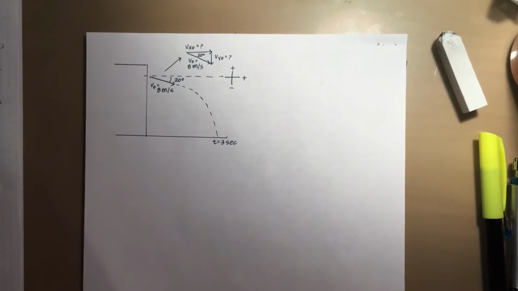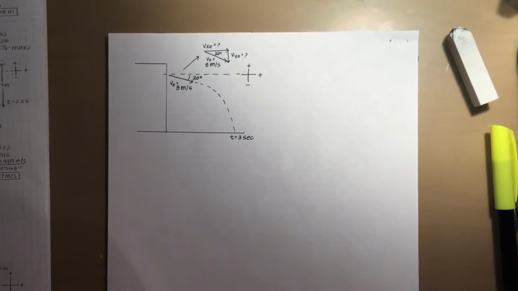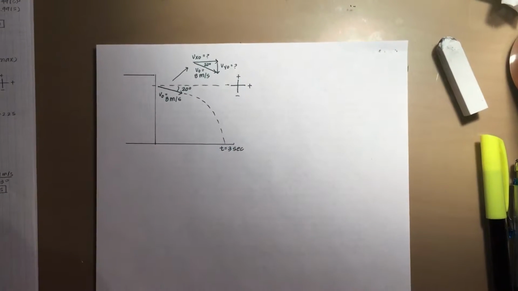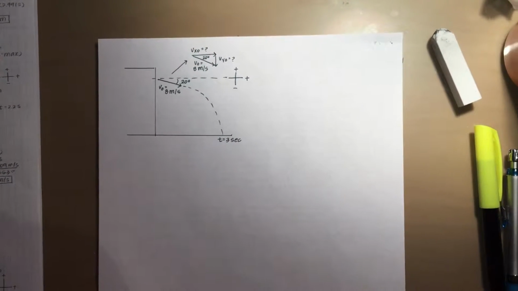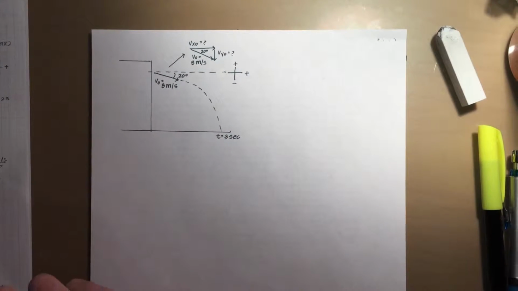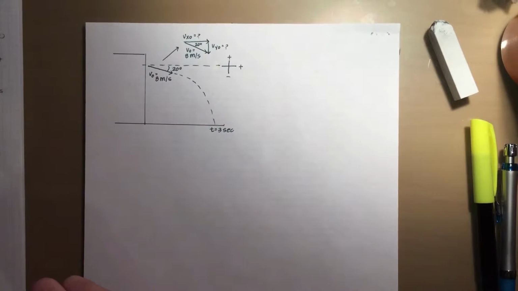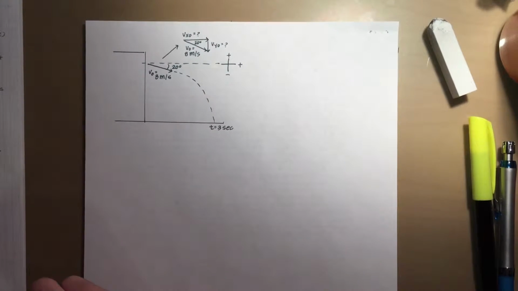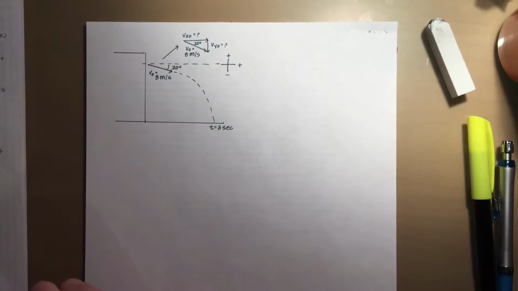This is Kaitlan Tseng doing problem 15 from chapter 4, and it states that a ball is tossed from an upper story window of a building. The ball is given an initial velocity of 8 meters per second at an angle of 20 degrees below the horizontal. It strikes the ground 3 seconds later.